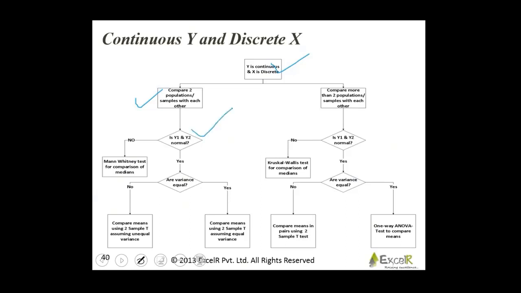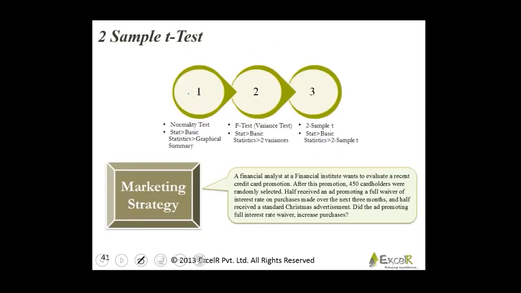I need to check whether the data are normal or not. That's my first step, right? And the second step is I need to check whether the variances are equal or not. And based on that, I need to select an appropriate test. All right, that's the first step. Is data normal or not?